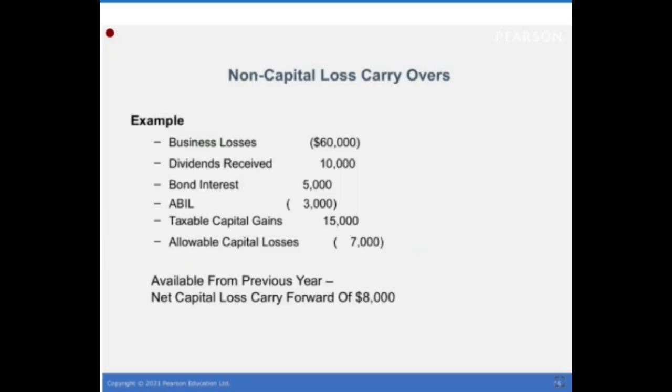So we spent chapter 11 refreshing and talking in more detail about losses, non-capital, net capital. We talked about all of that stuff. So same thing for a corporation. These taxable capital gains and allowable capital losses from the year have to go against each other.